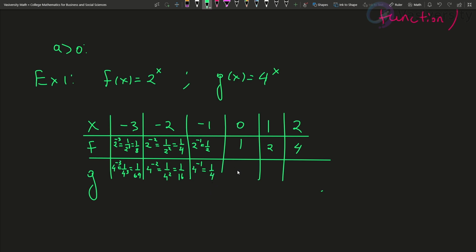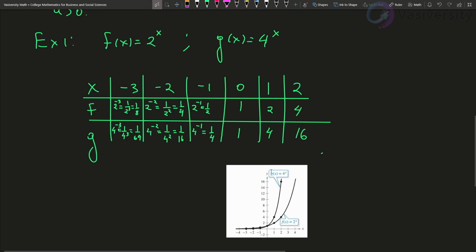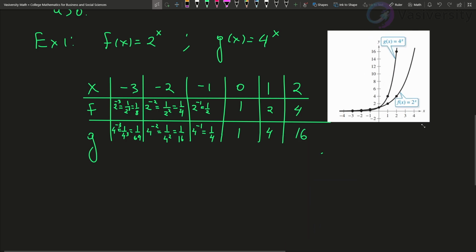Okay, and then to the 0, once again, it's going to be just 1. Then 4 to the 1 is 4, and 4 squared is going to be 16. So the functions are not too difficult, right? Let's go ahead and graph it. This picture right here, if we graph those two functions, that's how it's going to look.